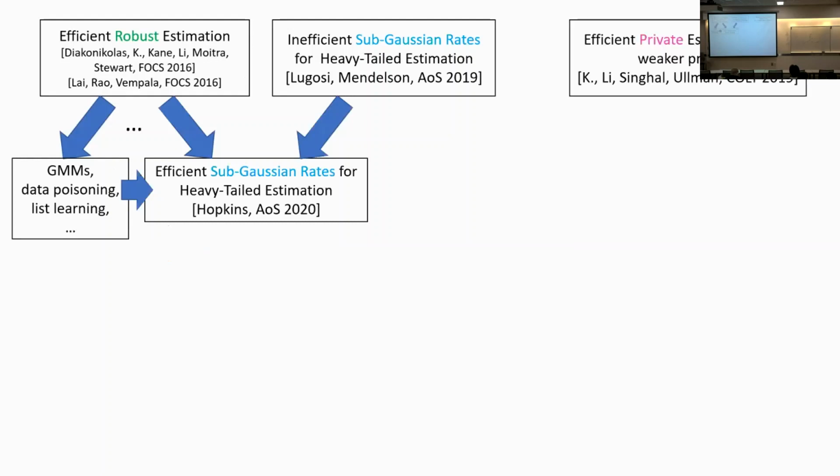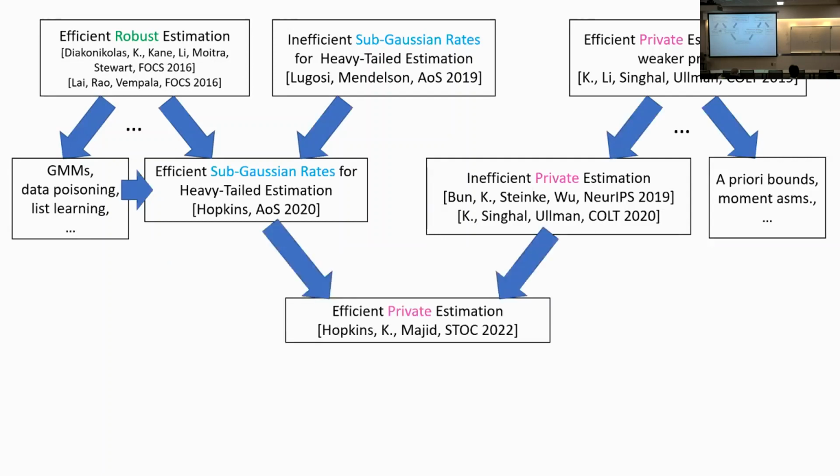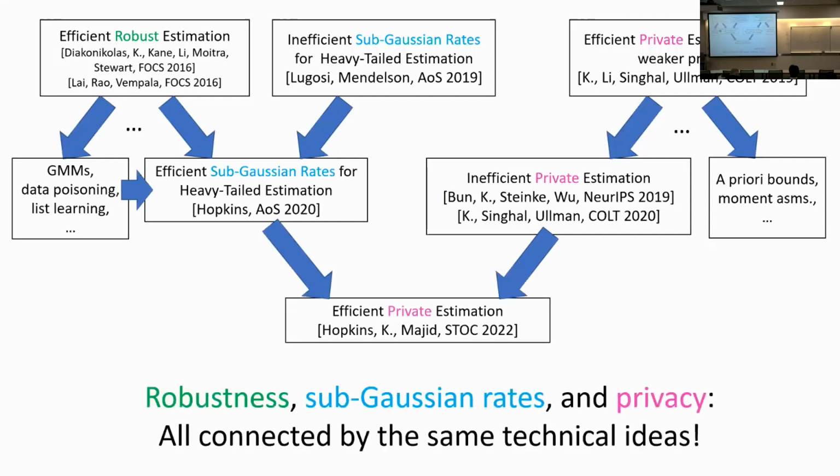And then more recently, or in parallel with some of this, in the inefficient world, there was some work that we did on inefficient private estimation. But then once again, using these same ideas, following this trend, we see that these ideas are underlying all three of these desiderata. So I really think there's something more unifying here, which I think is exciting. And I think we've scratched the surface.